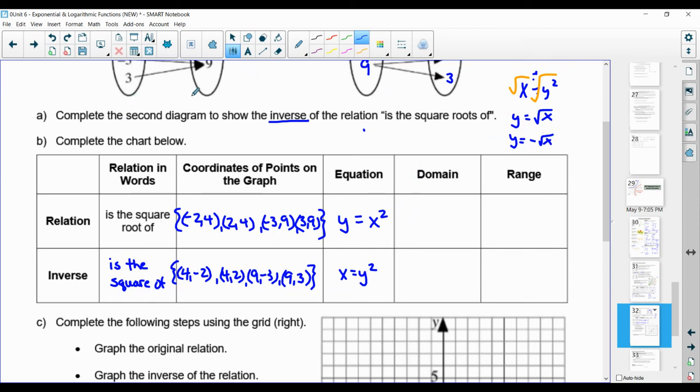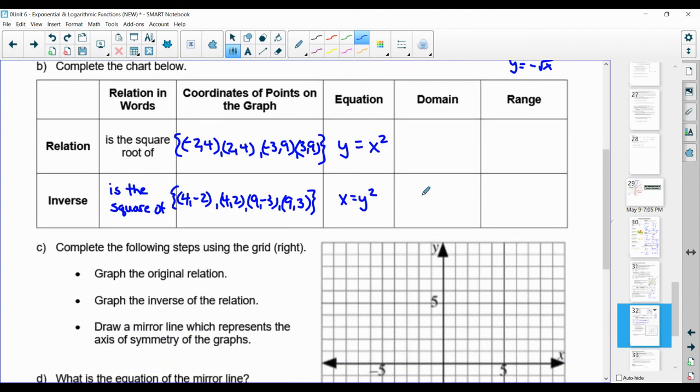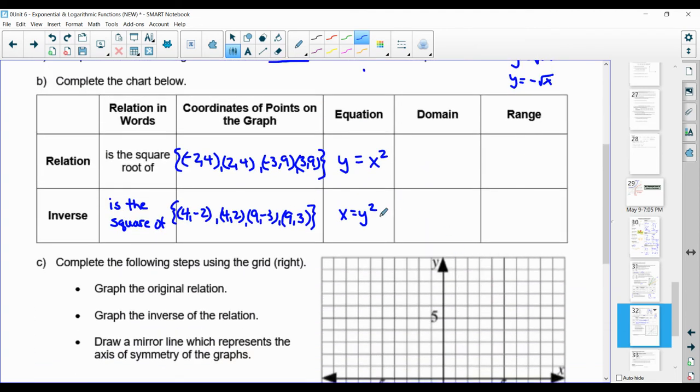Now the domain, if we were looking at the domain of just these coordinate points, my domain would be -2, 2, -3, and 3. If I'm going to graph the function though, I'm just going to graph the function first and then I'll do my domain and range. But if I was looking at the domain just for the points that are here, I would have -2, 2, -3, and 3. My range would be 4 and 9. For the other one, my domain would be 4 and 9, and my range would be -2, 2, -3, and 3. But I want to look at what the domain and range would be if I actually graph the full function.